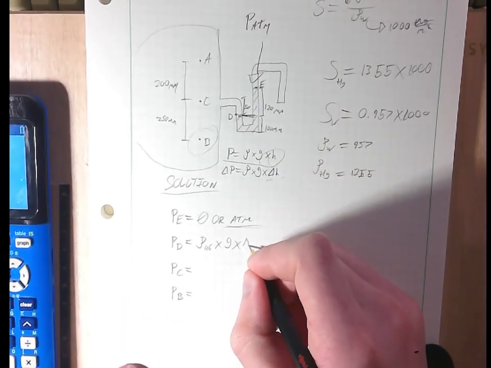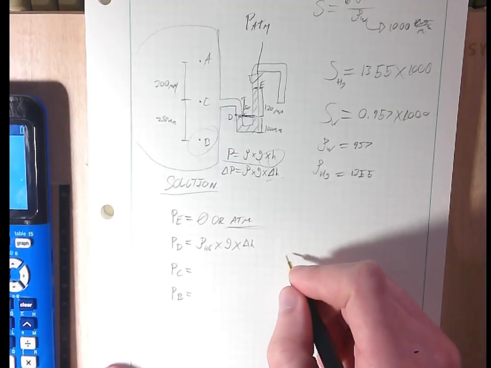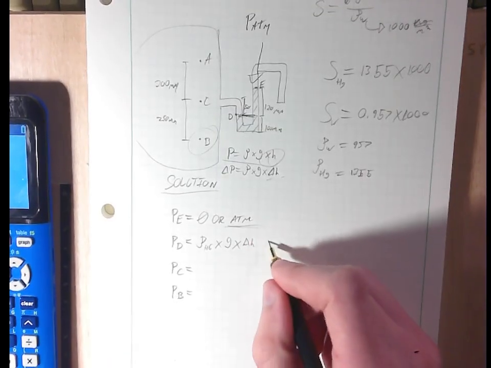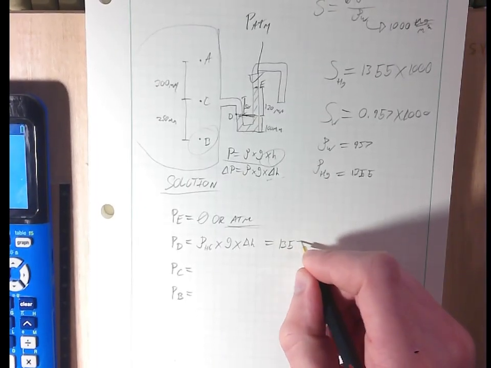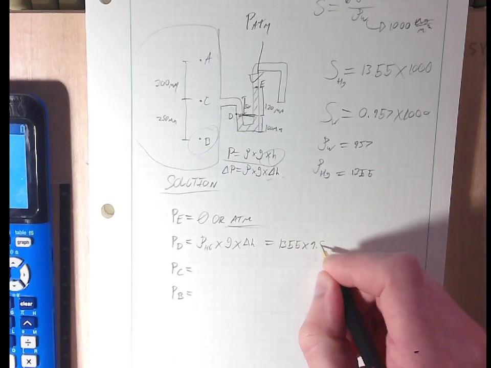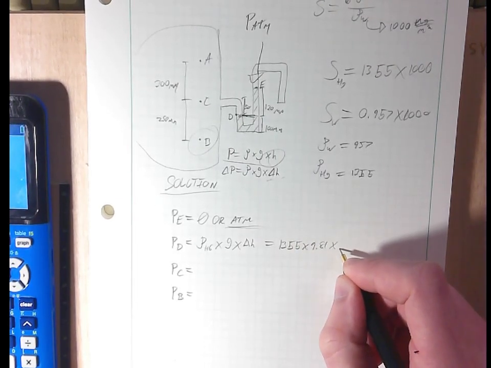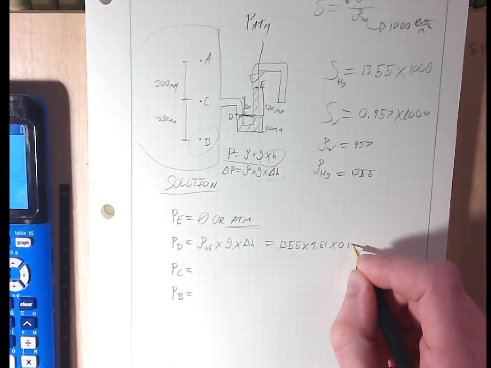So this is going to be delta H, or in this case, just H, which is going to be equal to 13,550 times 9.81 times 0.12.